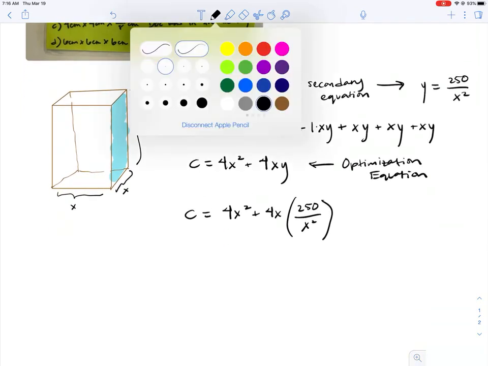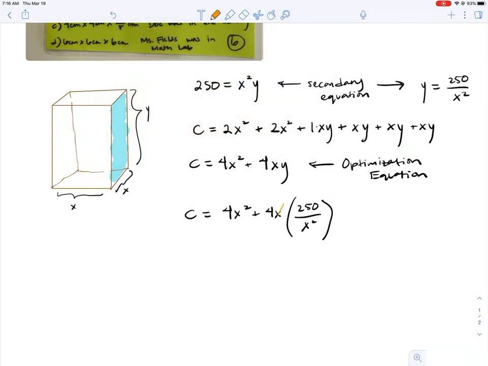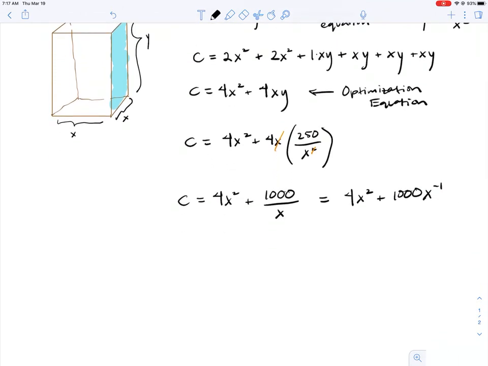And I want to simplify that before I actually take the derivative. So this x is going to cancel with one of the x's in the denominator. 4 times 250 is 1,000. So I would have 4x squared plus 1,000 over x is equal to the cost. And then to make taking the derivative a little bit easier, I'm going to rewrite that as 4x squared plus 1000 times x to the negative first so that I can just use power rule.